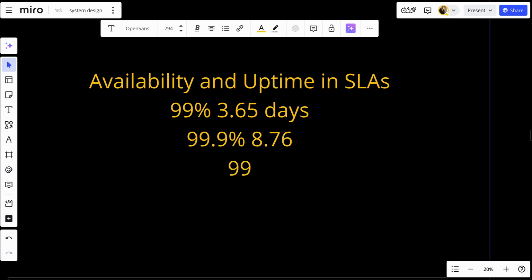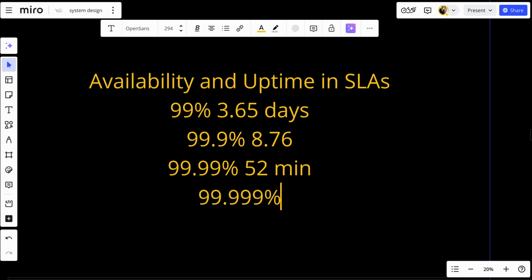We have 4 nines, which allows for about 52 minutes per year, and there is 5 nines, which is almost 5 minutes per year. For critical systems, even a few minutes of downtime can have a huge impact, which is why many providers aim for 4 nines or higher uptime.